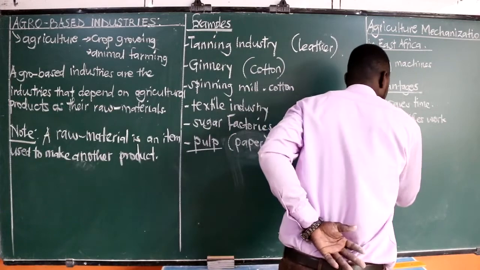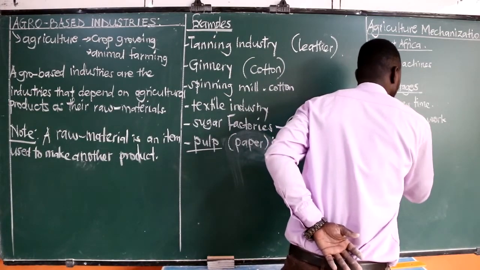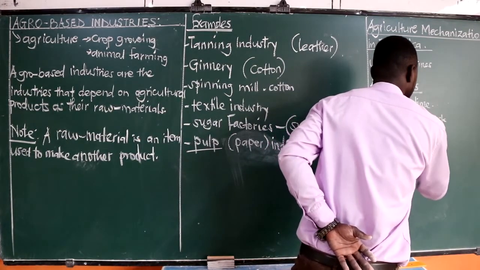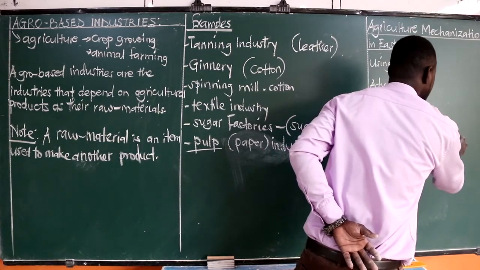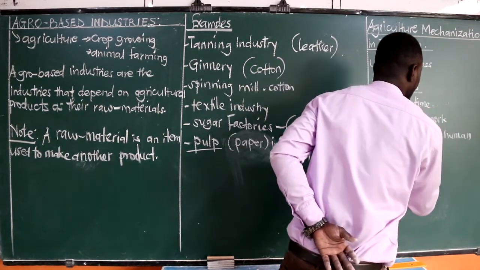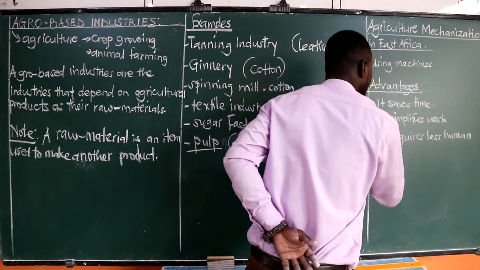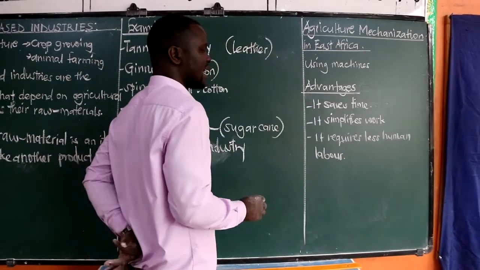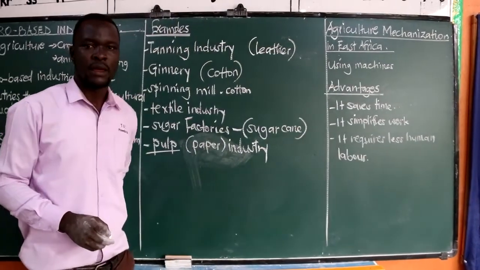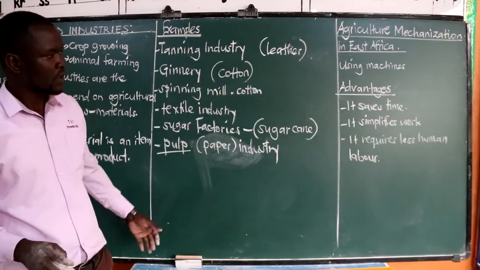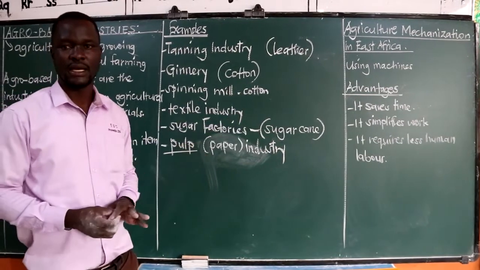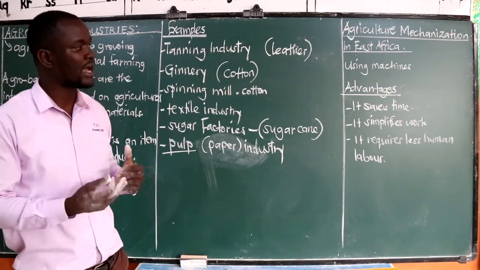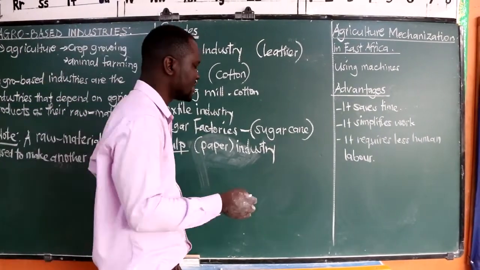The other one says it requires less human labor. Those are the advantages. And finally, this kind of agriculture can result into good or high crop yield. Then we have the disadvantages.